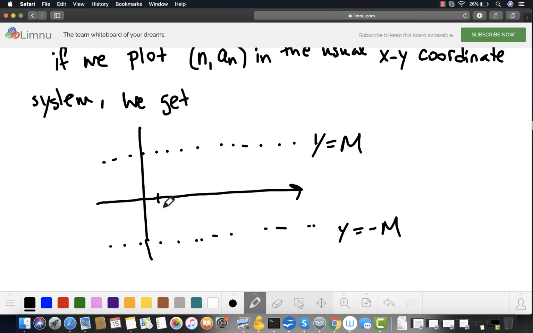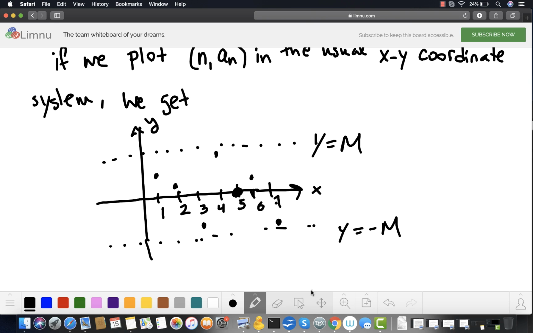So basically, like my first term is a sub 1, so maybe it's somewhere here. My second term is a sub 2, maybe it's somewhere here. My third term is a sub 3, maybe here. A4 is maybe here. A5 is maybe somewhere here at 0. So there's my x-axis, my y-axis. A6 could be here, and so on. A7 could be here. So basically, the sequence is bounded means that if you plot the y values as your sequence values, then they cannot escape these two lines.